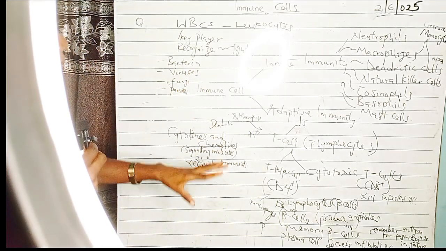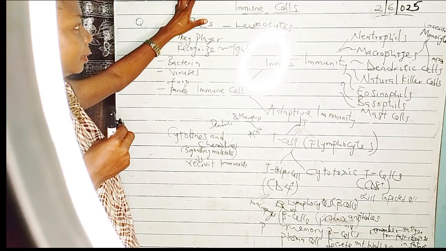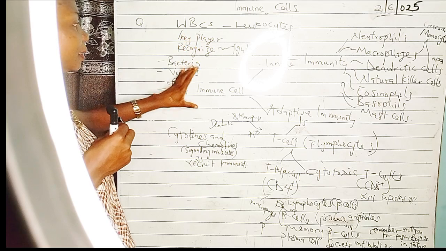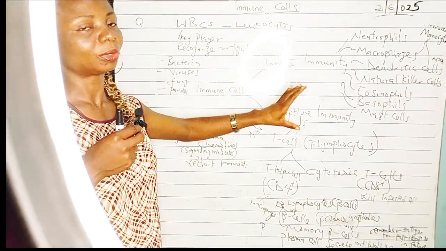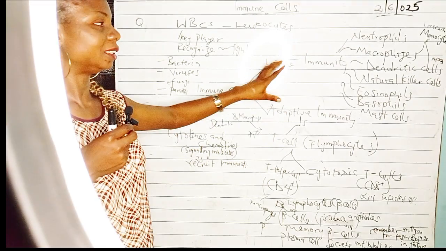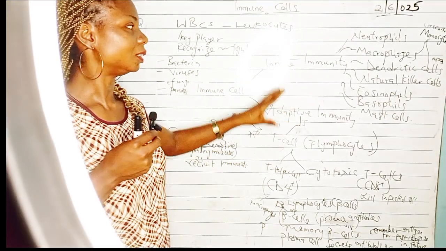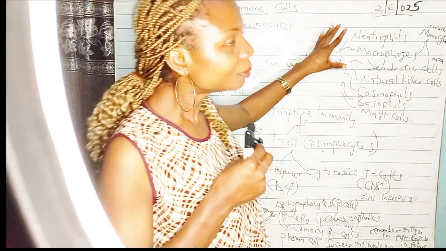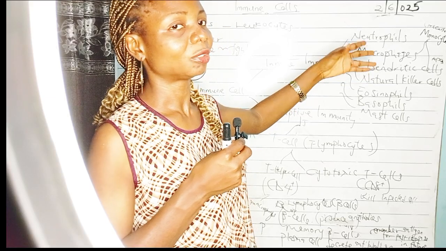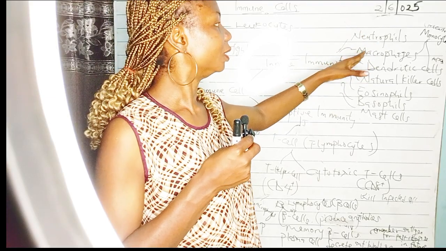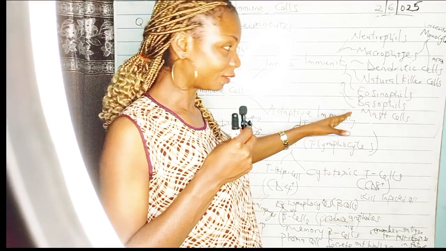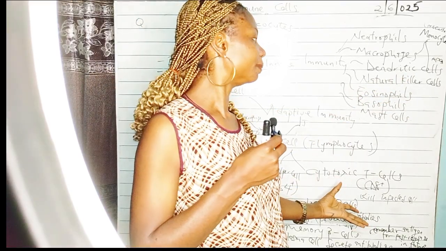So in this topic, just understand what the immune cells are: that they are white blood cells, that they act under two broad responses, innate immune response or innate immunity and adaptive immunity. Know the cells of the innate immunity listed here: the neutrophils, which are very abundant and always seen at the first site of infection; the macrophages, the dendritic cells, the natural killer cells, the eosinophils, basophils, mast cells.